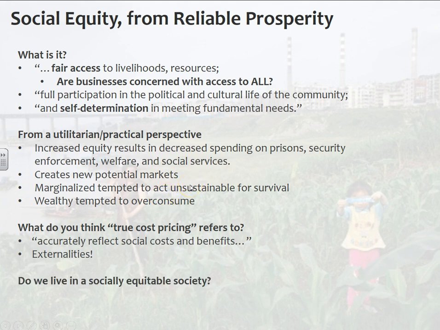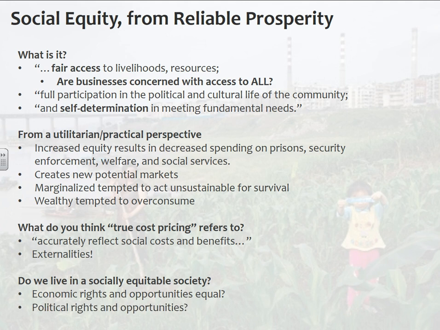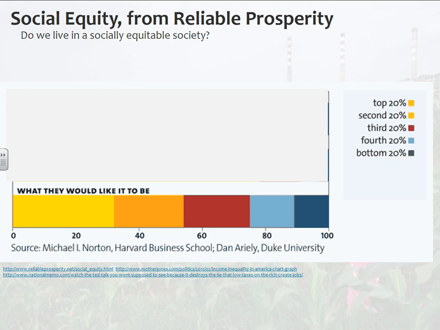Okay, so let's look at whether or not we live in a socially equitable society. Like, do we have economic rights and opportunities? We have political rights and opportunities. We have social rights and opportunities. So you can think about that, but let's look at a few pieces of evidence that indicate that maybe we're not living in such a socially equitable society.